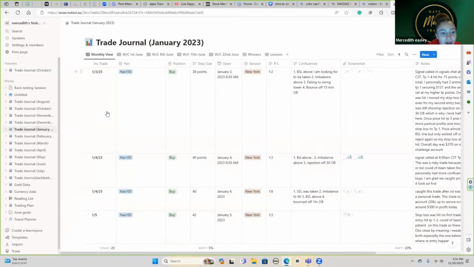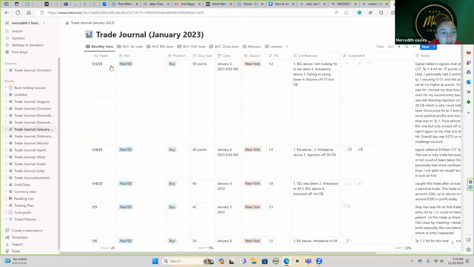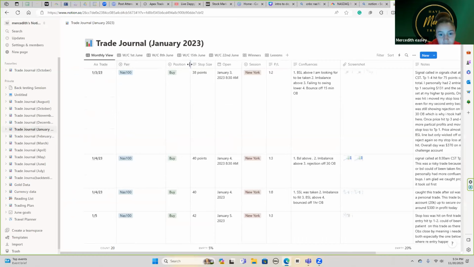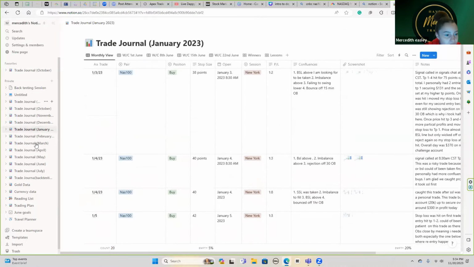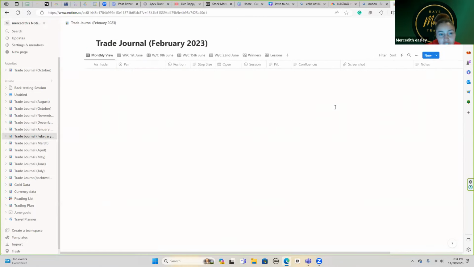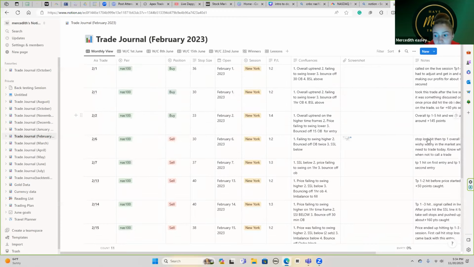All right. So we've got the trade. You see this for the whole month. Trade, the pair, the position, did I buy or sell? The stop loss size, it's the same thing. The open, the session, risk to reward, confluences, the screenshot, and what happened. Now in this, I did start getting a little inconsistent with the what happened part.